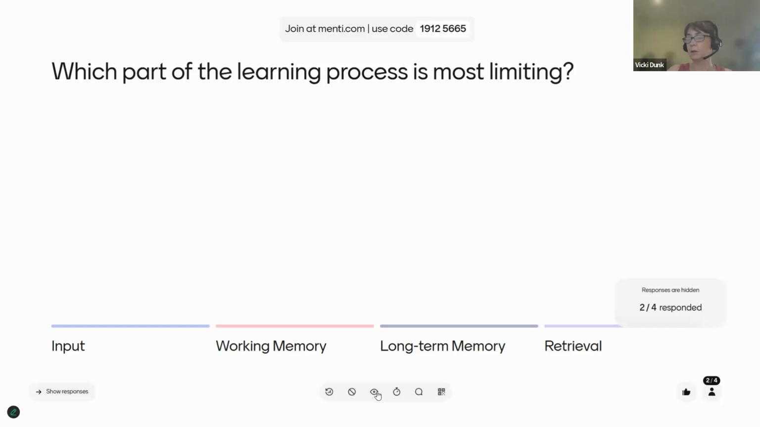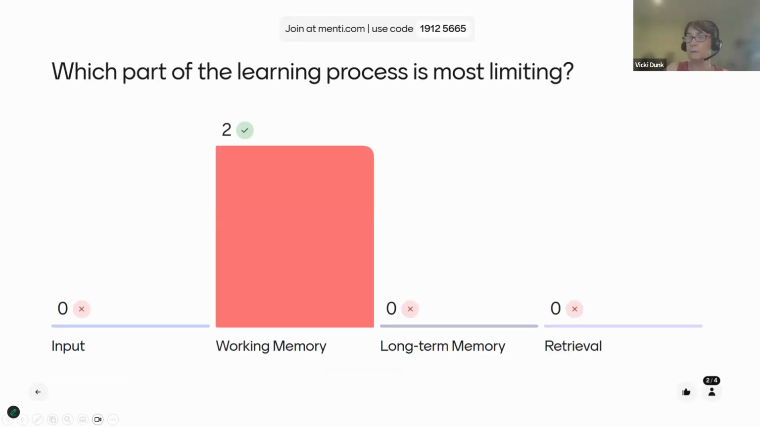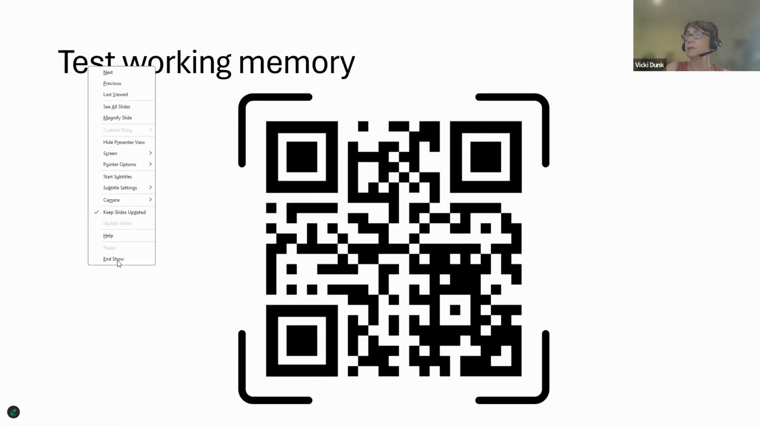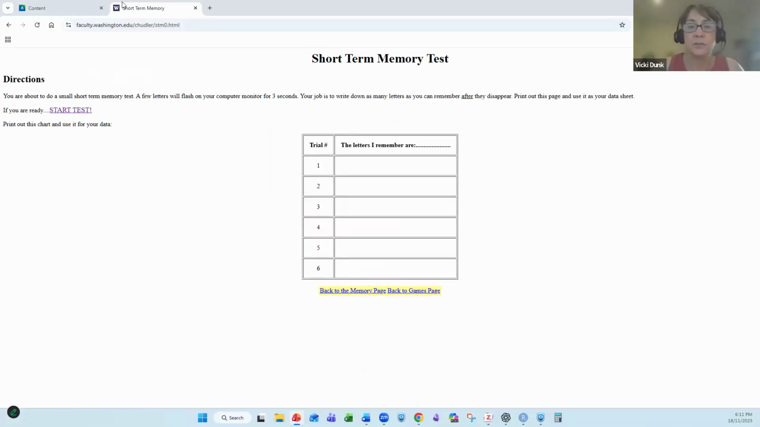Don't forget, locking in an answer is better for your brain than sitting on the fence. So if you sit on the fence and wait for me to show you the answer, it's less likely to stay in your brain than if you answer it and get it wrong. Okay, let's have a look. And the answer is working memory. Very good. I don't actually want you to click on that, but I did include it in the slides in case you wanted to go and have a look at it.